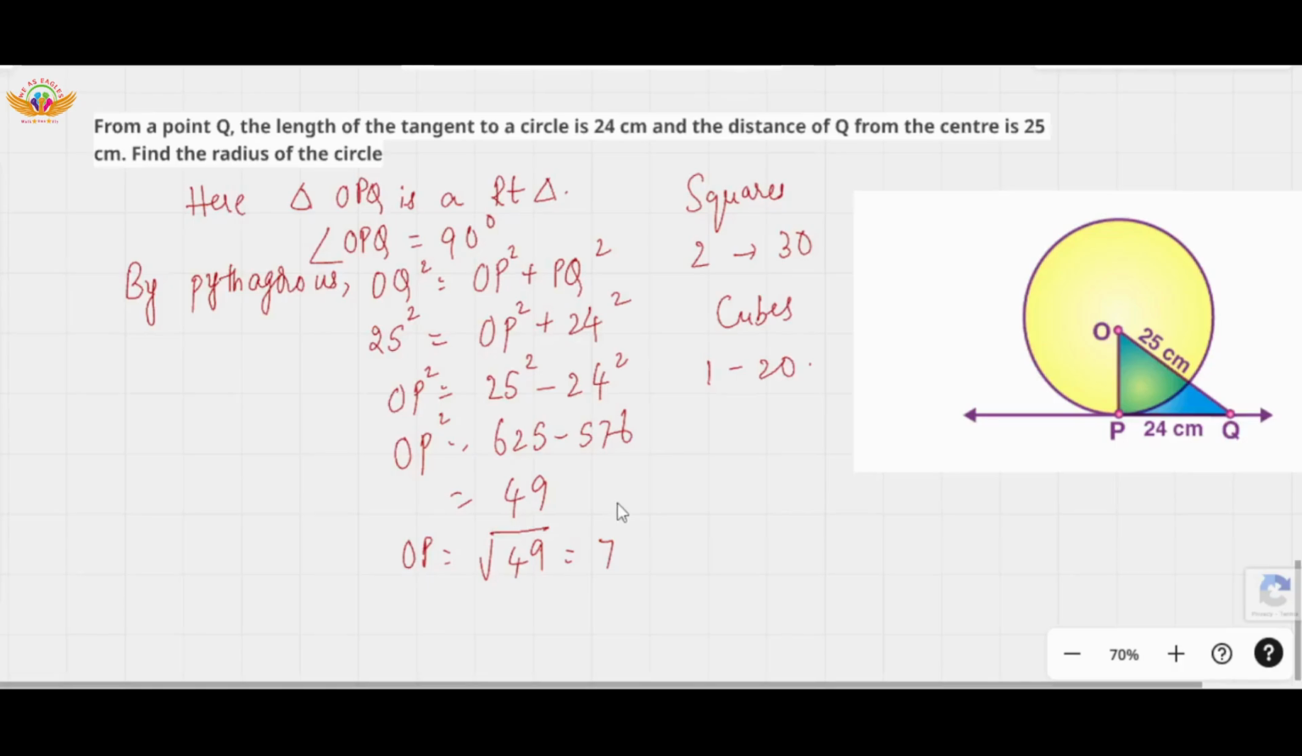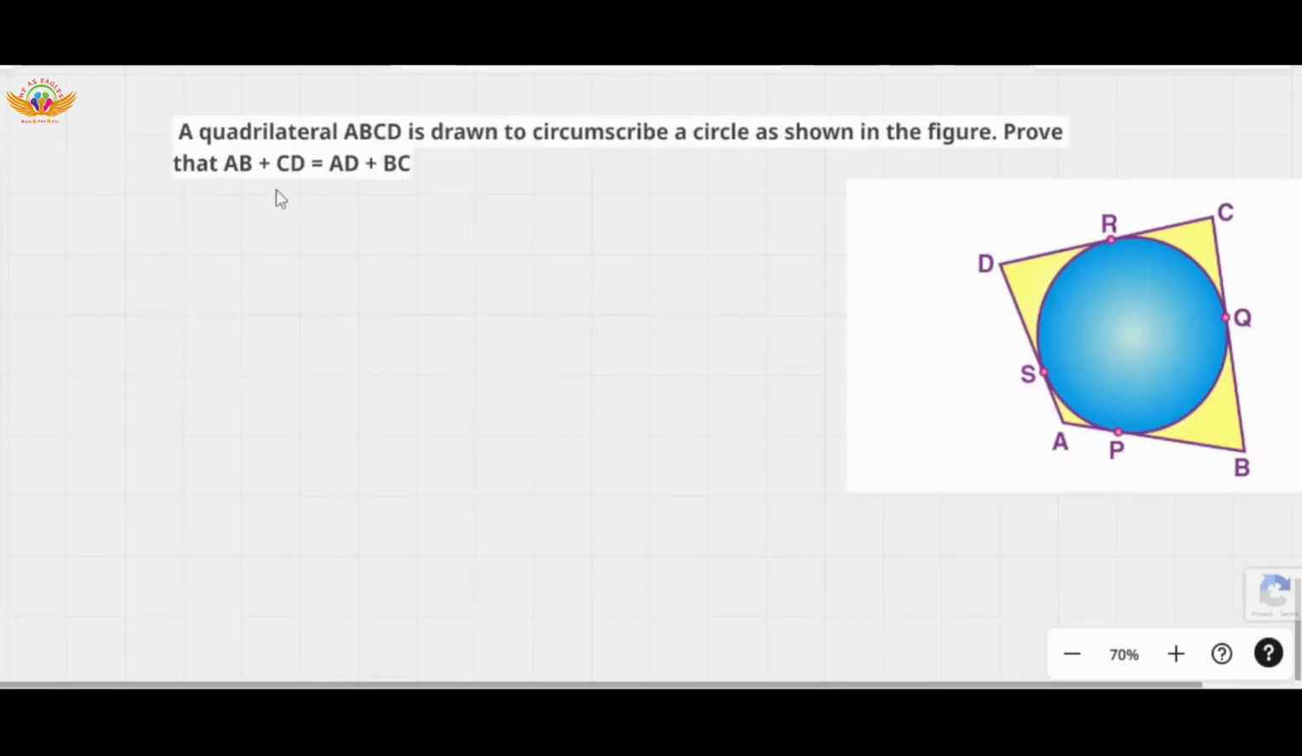Here they're asking that a quadrilateral ABCD is drawn to circumscribe a circle as shown in the figure. Prove that AB plus CD is equal to AD plus BC. AB is this part and CD is this part, so these two opposite sides are equal to these two opposite sides. We have to prove that, and a circle is there inside.